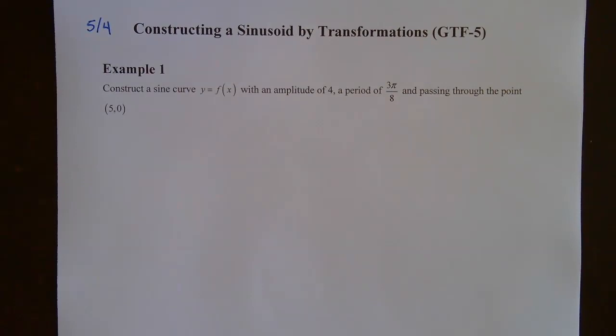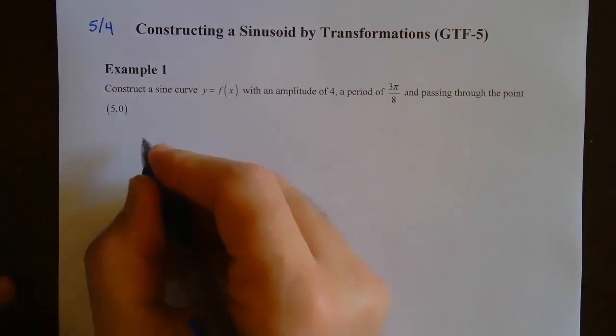And I want it to have an amplitude of 4 and then a period of 3 pi over 8. And then I also want it to pass through the point (5, 0). Okay, so let's do one thing at a time. So we're going to start with y equals sine x.